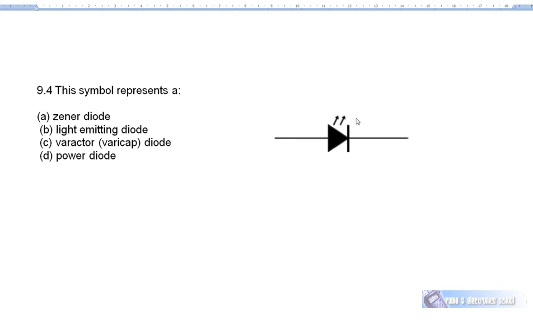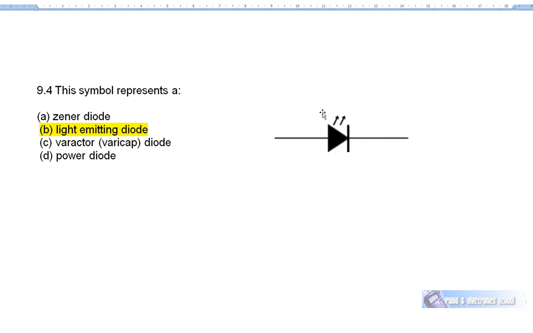Question 9.4, this symbol here is that of a light emitting diode. All semiconductor diodes emit light. Even diodes that aren't built in coloured plastic cases emit light. If a diode is a power diode in a black case, it will still emit electromagnetic radiation, however it won't be in the visible spectrum. Light emitting diodes emit light in the visible spectrum. So you can get blue, red, white, green, yellow, etc.